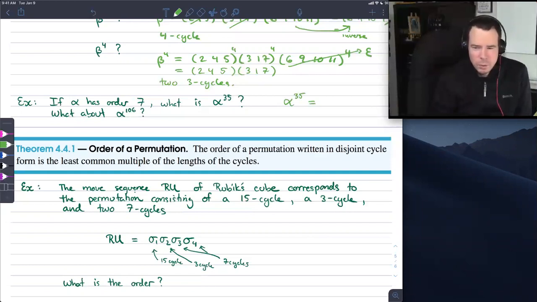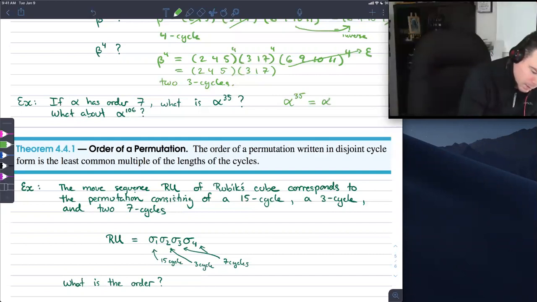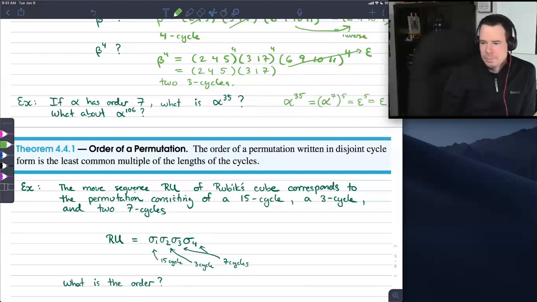So alpha has order 7. So I'm going to raise it to the power 35. Yeah, it's the identity. And that's because that's alpha to the 7 raised to the power of 5, which is the identity to the power of 5, which is the identity. What about alpha to the 106?